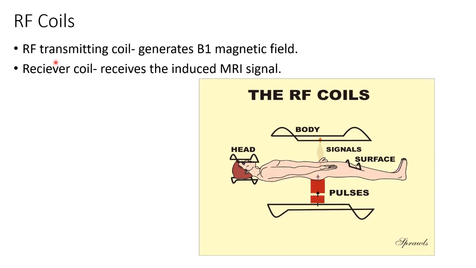The radio frequency coil consists of a transmitting coil and a receiver coil. The transmitting coil generates a B1 magnetic field. The B0 magnetic field was created by the main coil. The B1 magnetic field is created by the radio frequency coil. Once the radio frequency pulse is transmitted, it has to be received also to create a signal, so it is received by a receiving coil. So this is the head coil. The RF coils can be embedded within the MRI machine, or they can be separate coils which are in close proximity to the body.